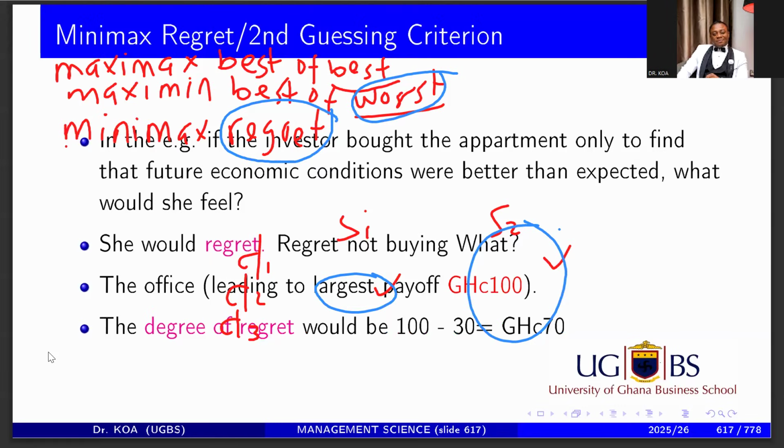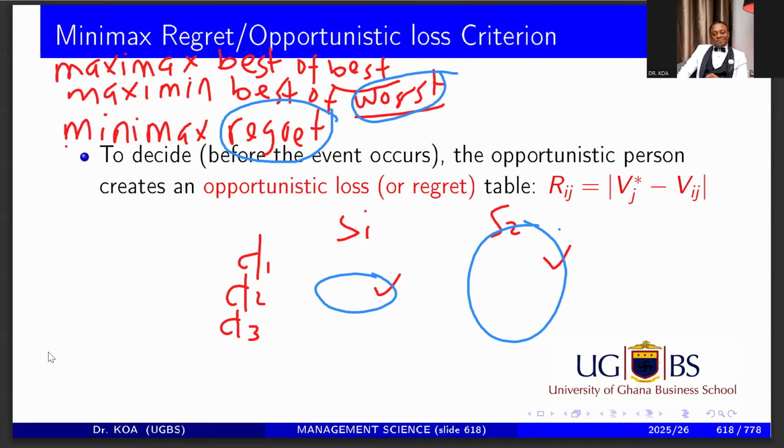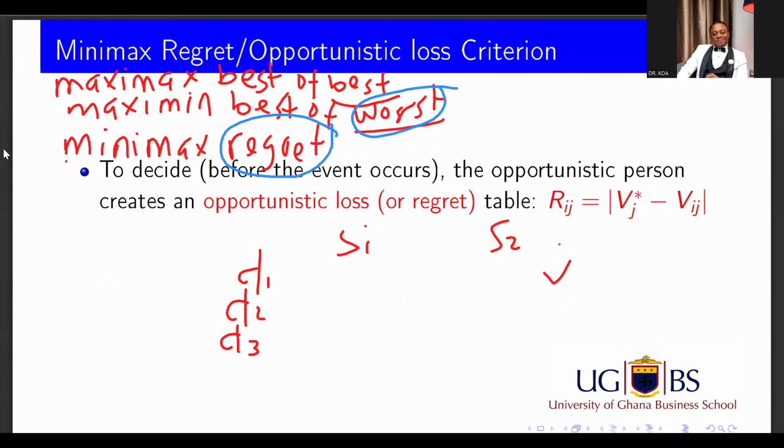So we have to now calculate the regret position for everybody. We have to calculate the opportunity lost. And the formula for calculating that regret is what you see on your screen. The value of the regret is given by this formula. Please write it down. What does that mean? The VJ star represents the highest value in the column. Remember, J is always column, I is always row. So the VJ star means that when you look at the numbers, the highest value in that column is the VJ star.